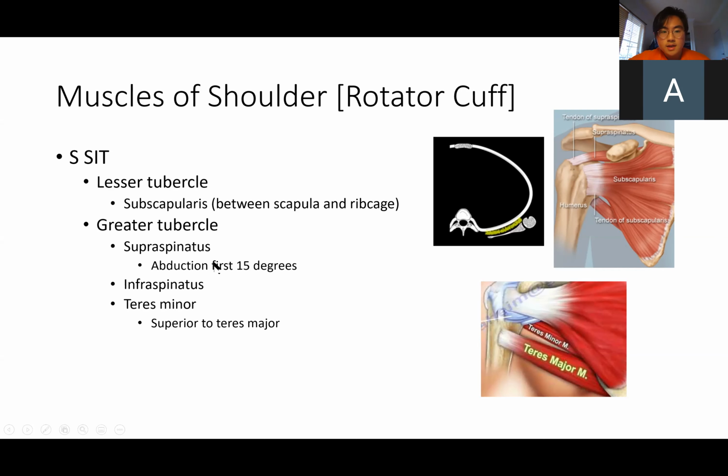Some high-yield facts. Supraspinatus is responsible for abduction to the first 15 degrees. So if you imagine this muscle contracting, you can imagine it pulling the humerus up, abducting the humerus. And teres minor is superior to the teres major. Now, I just put it here to help you remember that it's above the teres major. There's nothing really clinically relevant to that though.